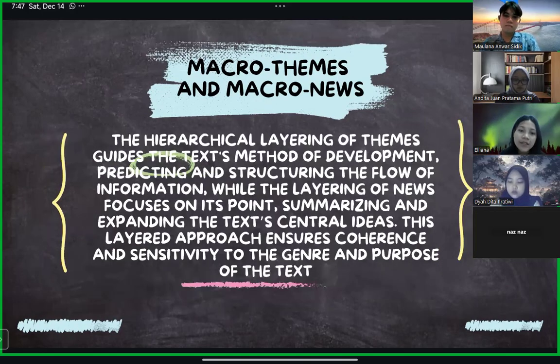And this hierarchical layering of themes guides the text's method of development, predicting and structuring the flow of information, while the layering of news focuses on its point, summarizing and expanding the text's central ideas. This layered approach ensures coherence. Thank you.